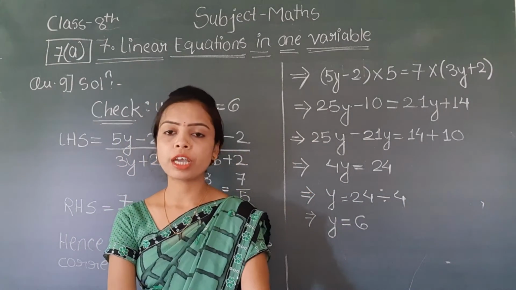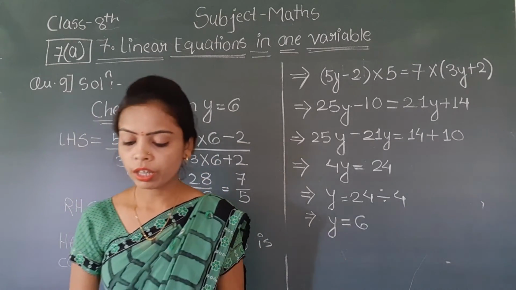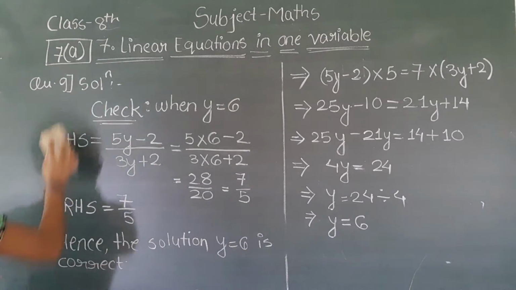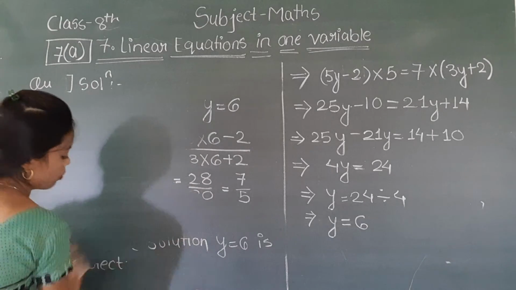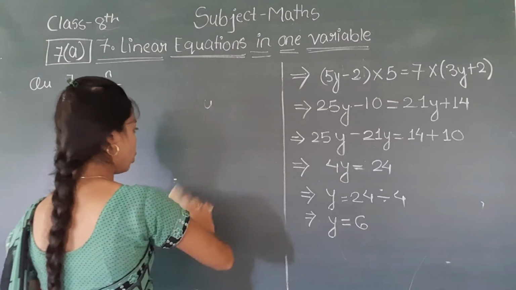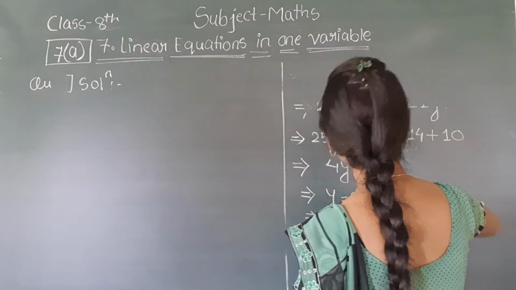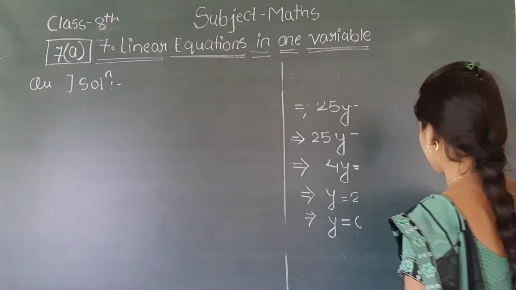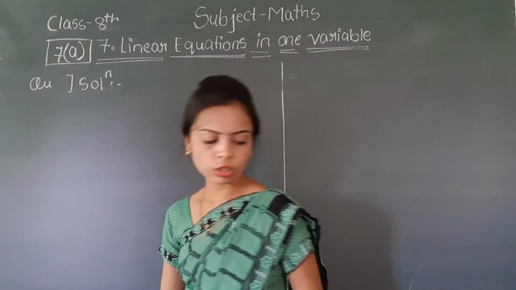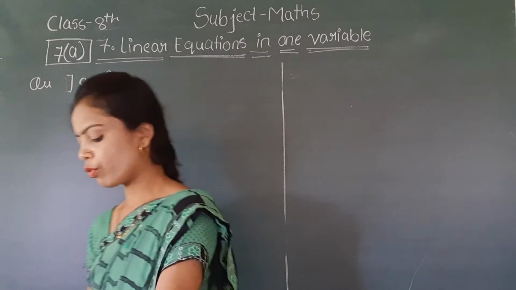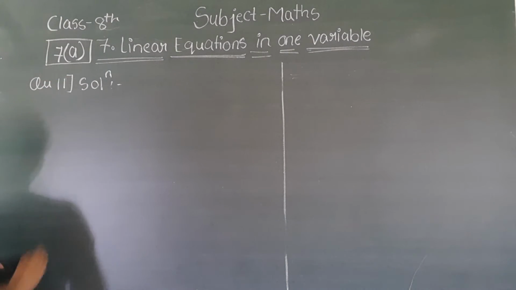Now question number 10 is homework for you. Now I am solving question number 11. Okay, so which question am I solving now? It is question number 11. Multiply with the product of your denominators. So, solution for question number 11.